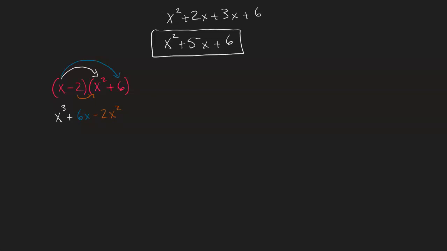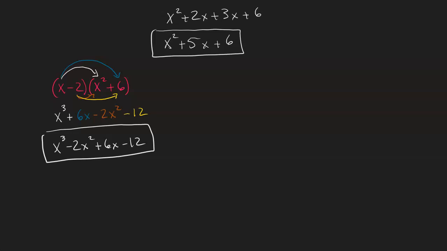And my last terms, which is negative 2 times positive 6, which I get negative 12. I look at it, I can't combine any like terms, but I can put it in standard order by moving the negative 2x squared in front of the positive 6x. So I'm just going to do that because I want it in standard form. So I get x cubed minus 2x squared plus 6x minus 12, and that would be our solution.